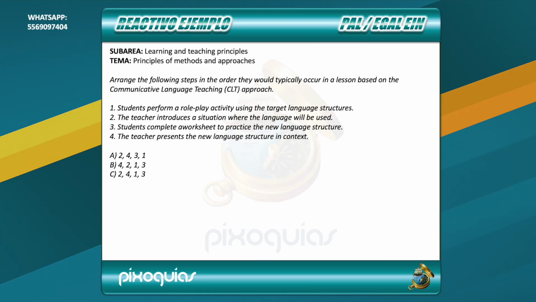The next exercise. Arrange the following steps in the order they would typically occur in a lesson based on the communicative language teaching, or CLT, approach. 1. Students perform a role-play activity using the target language structures. 2. The teacher introduces a situation where the language will be used. 3. Students complete a worksheet to practice the new language structure. 4. The teacher presents the new language structure in context.